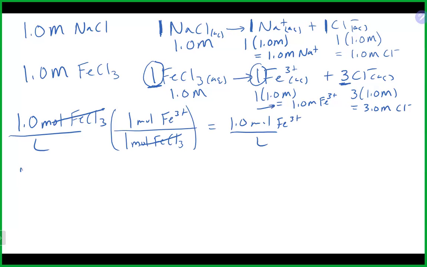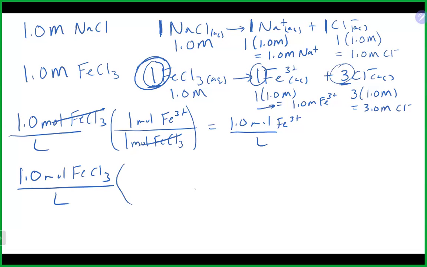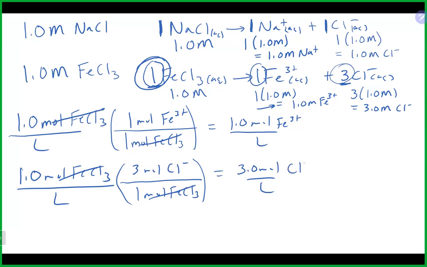Now I could do the same thing for the other ion, which is 1 mole of the whole thing per liter. And for the other one, 1 mole of the whole thing gives me 3 moles of chloride. So 1 mole of the whole thing gives me 3 moles of the chloride ions. Moles of the whole thing cancel, giving me my 3 moles per liter of chloride.